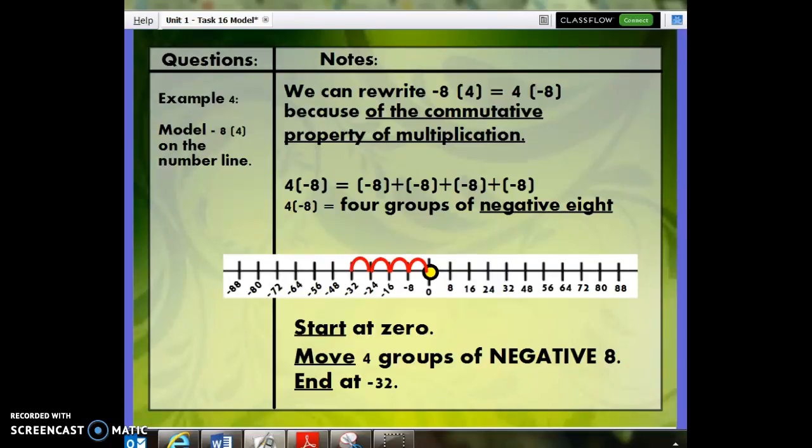So even though the rules for multiplying integers can sometimes be a little confusing, I hope this helps to clarify why. Even when it's abstract, there is a reason for it. It's not just a made-up rule. It's something that has a reason that we can show on the number line.